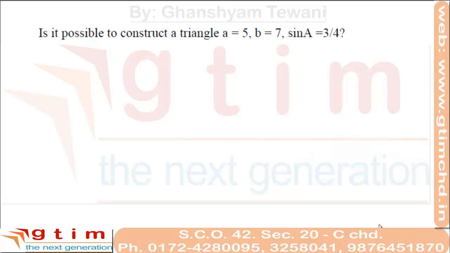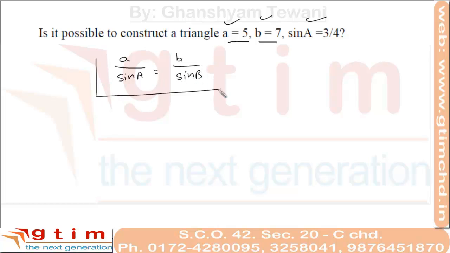Okay, let's try now some questions based on the sine rule application. Try this question. Is it possible to construct a triangle with this data? Side a is 5 units, side b is 7 units, and sine A is 3 upon 4. Now we have been given a, b and sine A. So we will use the sine rule like this: a upon sine A is equal to b upon sine B. Now using this statement we can find what? Angle B.